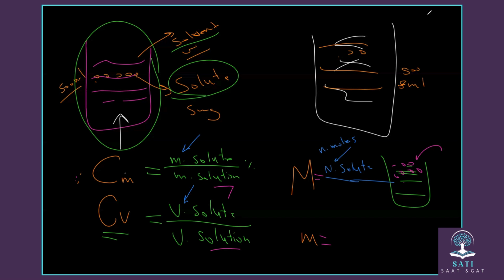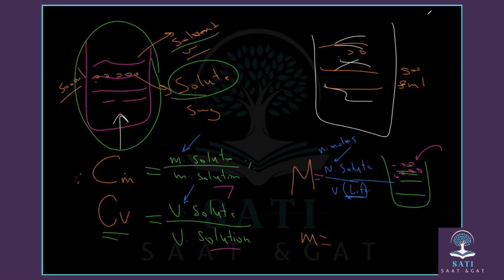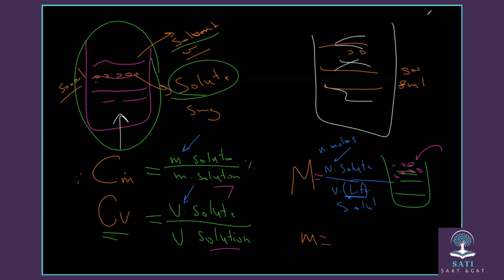And we know what 1 mole means. 1 mole of atoms or molecules is Avogadro's number of atoms. Over here, over the volume of the solution, but in liters. So molarity, which is the most used by the way, is the number of moles of the solute over the volume of the solution in liters.